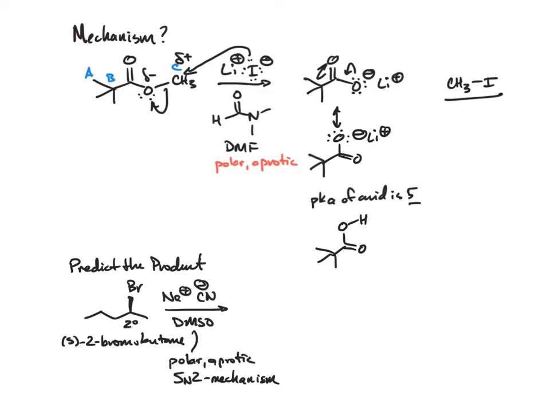I don't think so. Because now the lowest priority group is facing towards you. Because when you do the SN2, the inversion occurs. So up there, the proton's in back. When the inversion occurs, it's now coming out towards you.